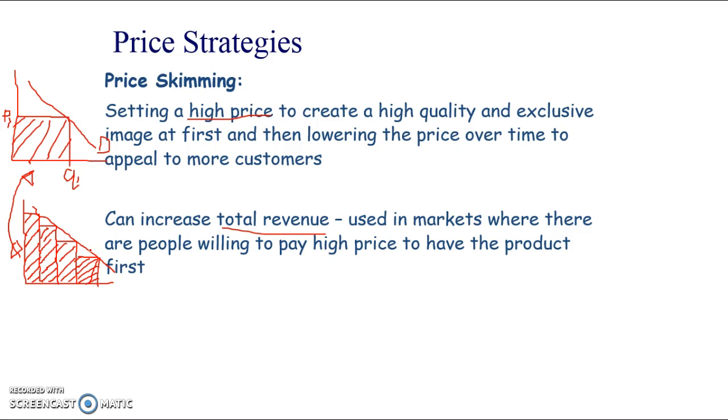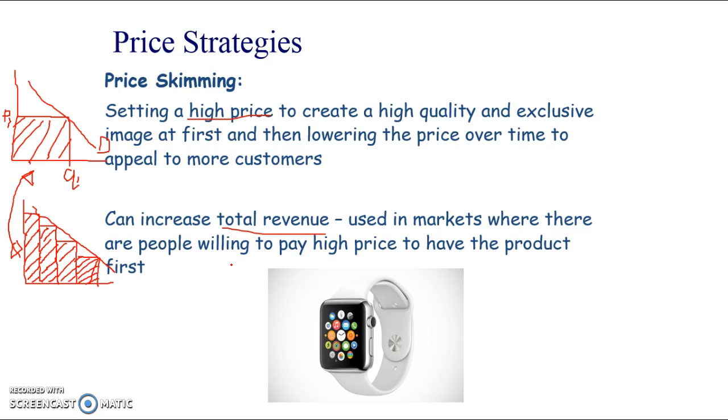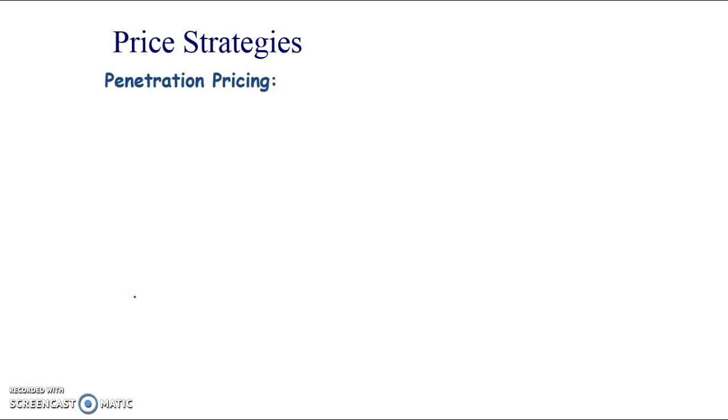Now, it's only used in markets where people are willing to pay a high price to have that product first. So here I've got one of these iWatches, and it's used a lot with technology because there can be quite high demand for it, usually branded products. You're not going to get the same effect if you're bringing out a new cereal, because that's not maybe something people would queue for. So it's got to be something that people really, really want, and they're willing to pay a really high price at first to get it first. And then it appeals to more people as you lower the price over time. So that's price skimming, setting a high price at first, lowering it over time.